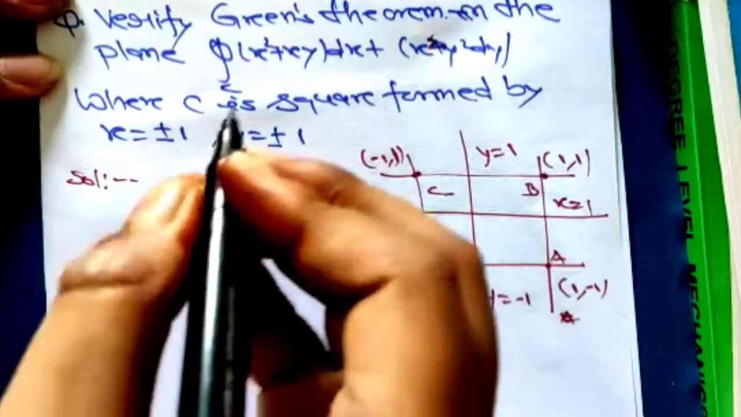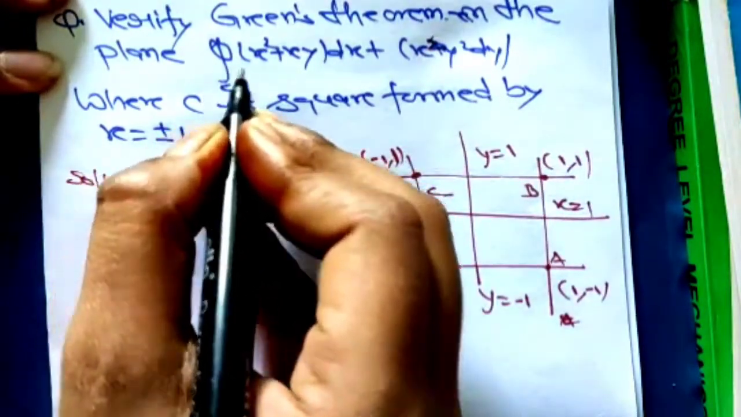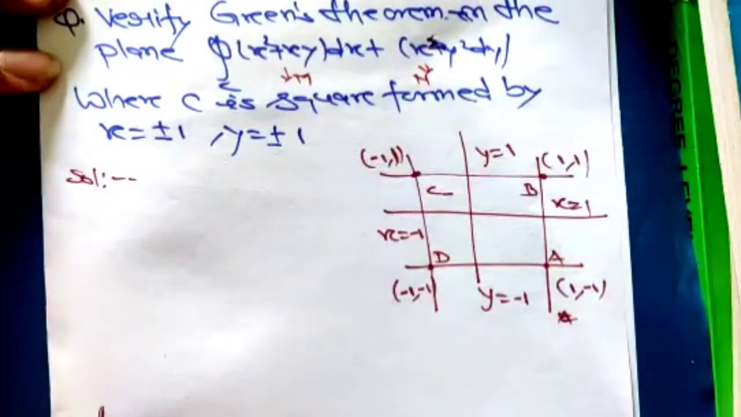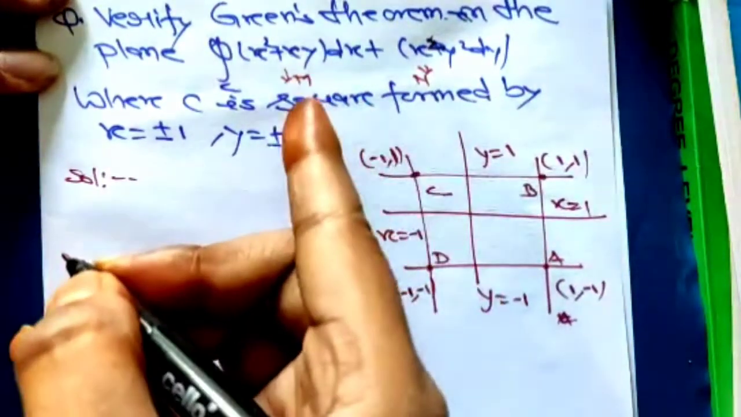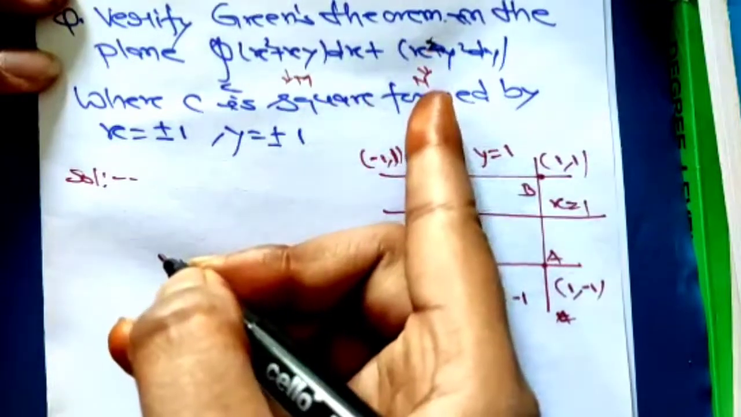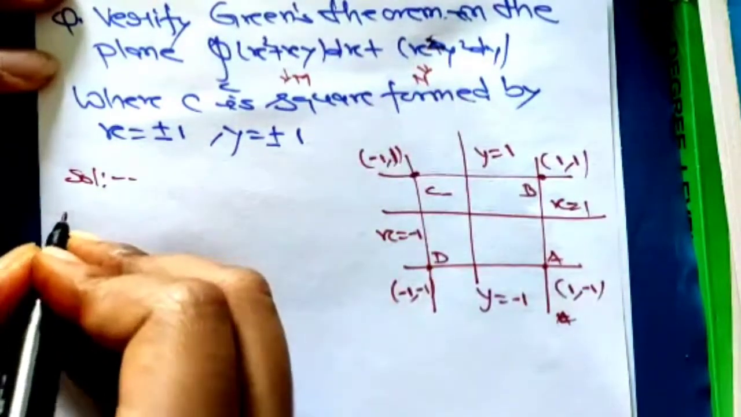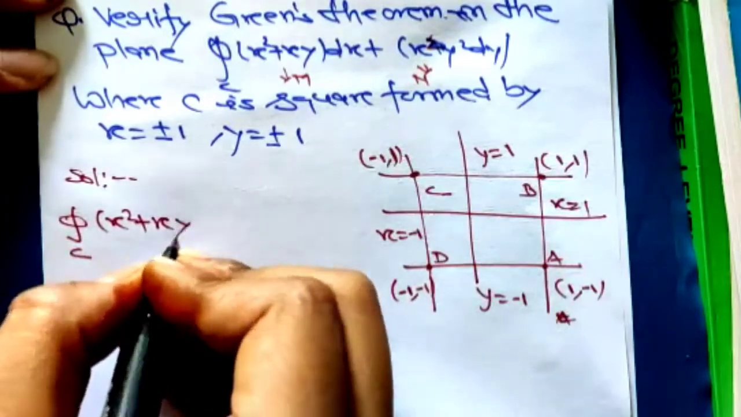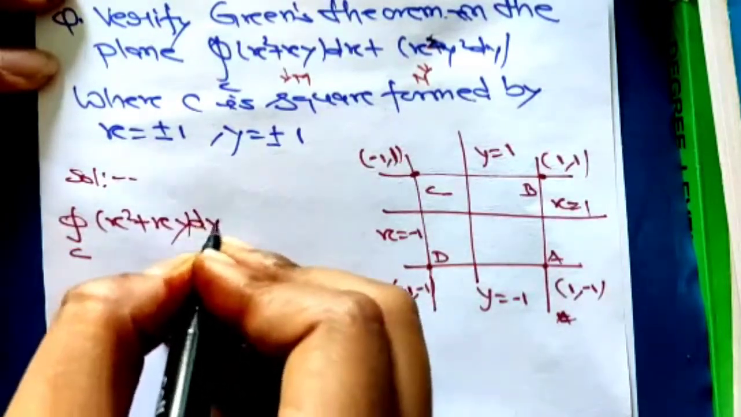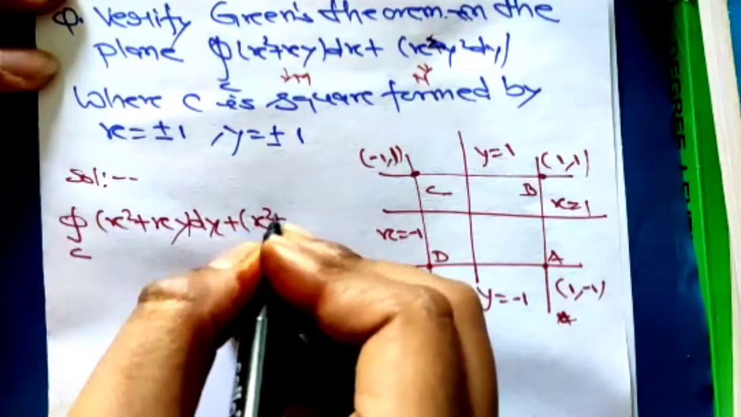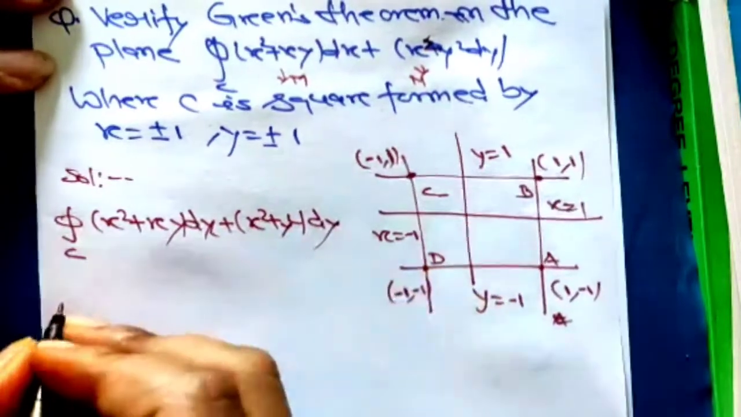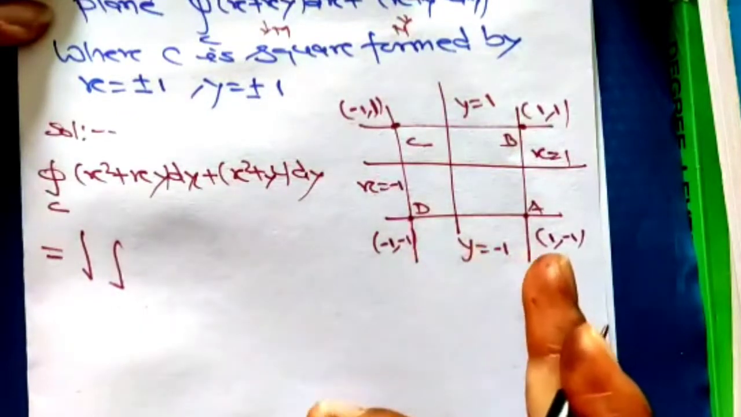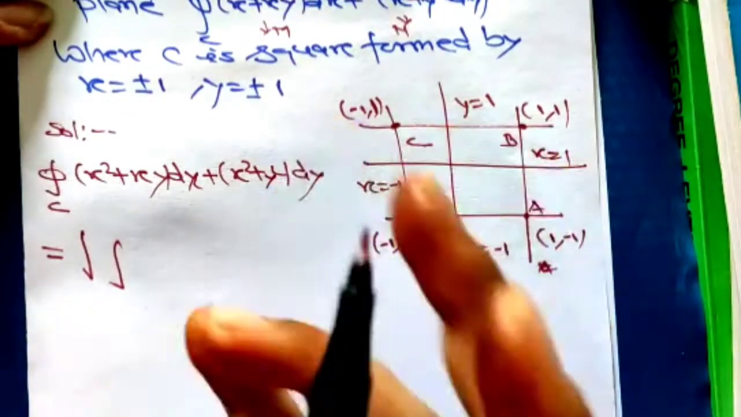Firstly, the line integral is already given. So this is M and this is N. You have to find del M upon del y and del N upon del x. So this line integral, (x square plus xy) dx plus (x square plus y square) dy, is equal to the surface integral. What is the limit of x? X is changing from 1 to minus 1.